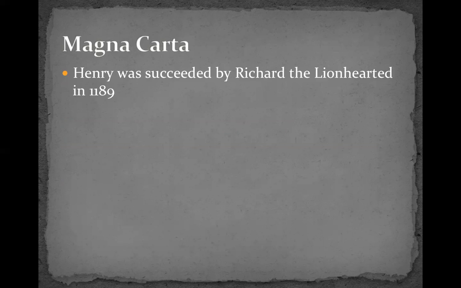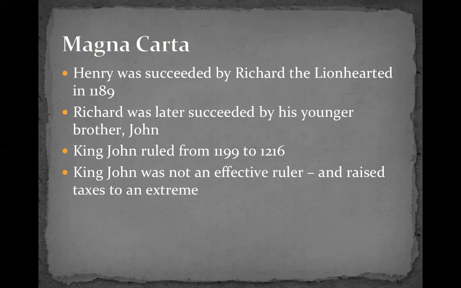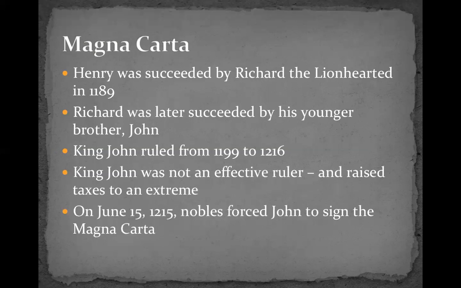Henry died in 1189, and he was followed by Richard the Lion-Hearted at that point. Richard was later succeeded by his younger brother, John. John ruled from 1199 until 1216. King John was not so beloved. He was not considered an effective ruler at all, and one of the reasons that people really didn't like him is that he raised taxes to an extreme.